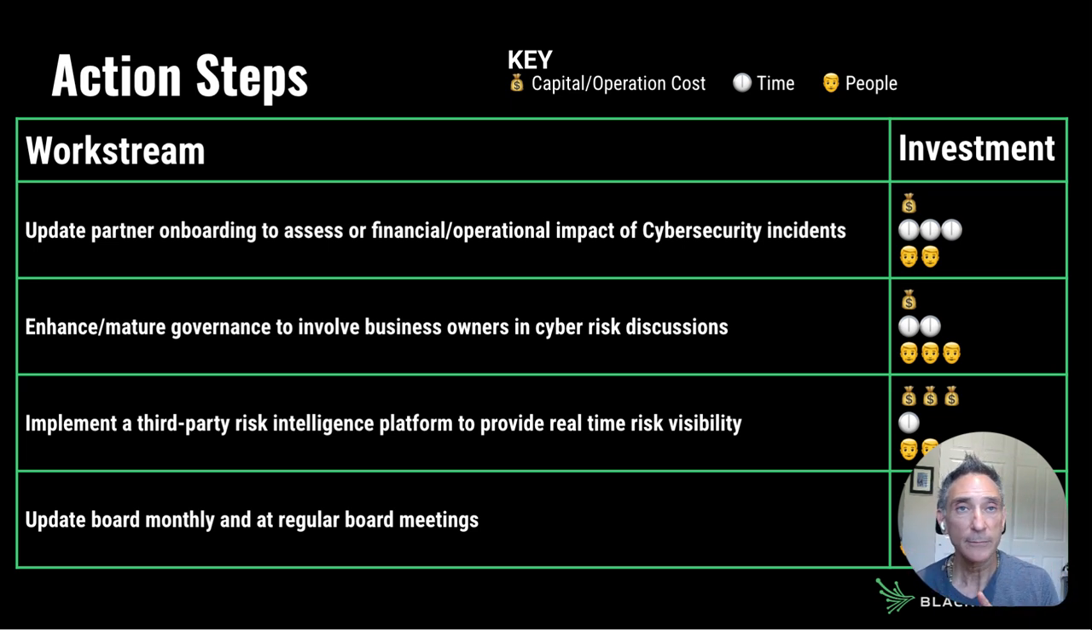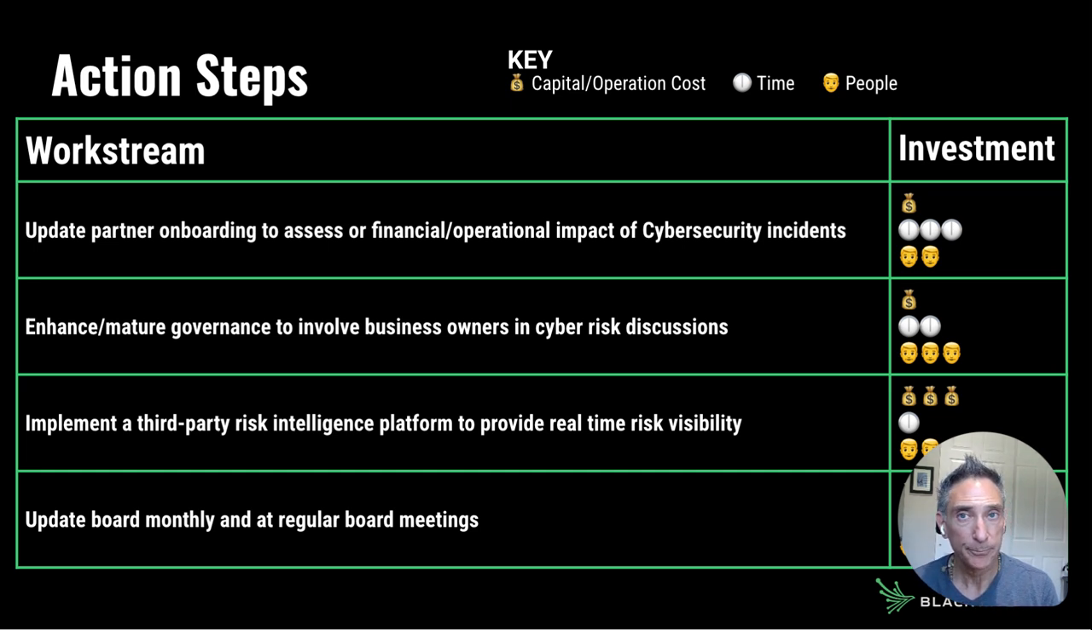For each one of our investments, we have looked at the level of investment across those 3 criteria. So the first action step, we're going to be updating our partner onboarding so that we can assess the financial and operational impact of a cybersecurity incident in third parties across the board. We're not going to be able to go back and look at all of them, but we're going to start going forward. And then as we start to get a level of maturity and improve the process, we will then start looking backwards and assessing some of our critical vendors. And we believe over the next 18 to 24 months, we should be able to get to about 80% of all of our partners.